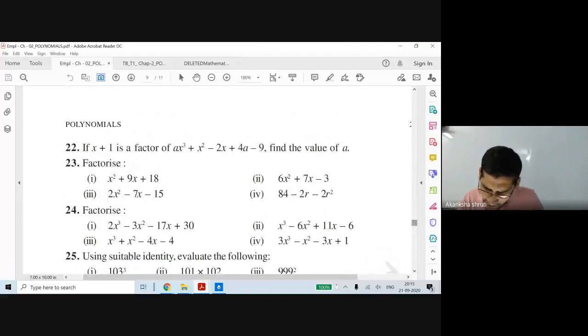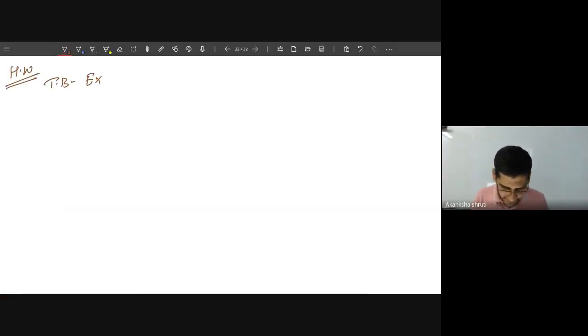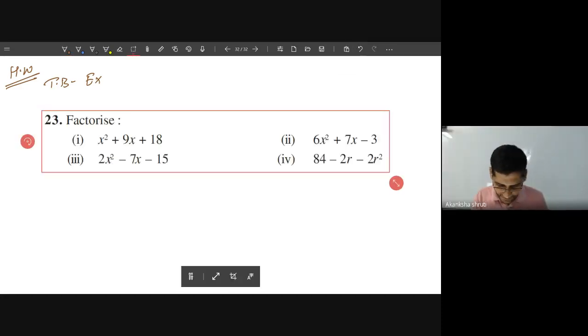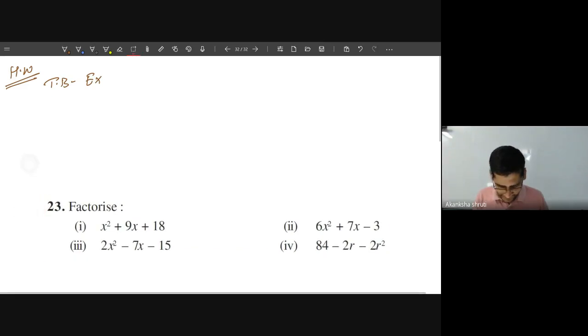See, students, you have to factorize this. Question number 23, this one, please do it. Exemplar book. Yes, it is from your exemplar problem, exercise 2.4, question number 23. All these four parts you please do.